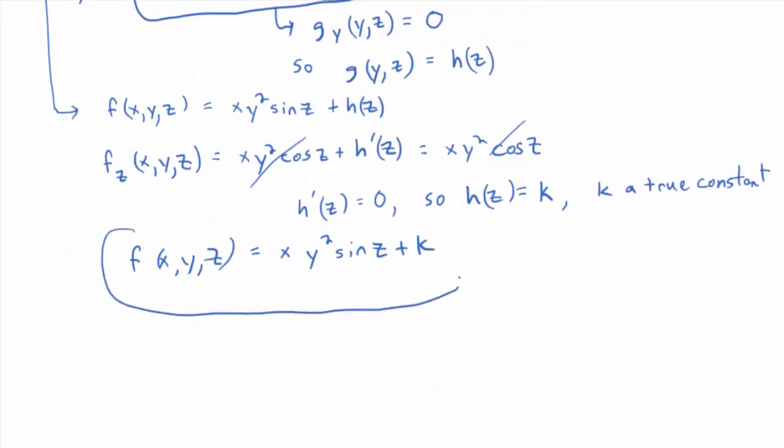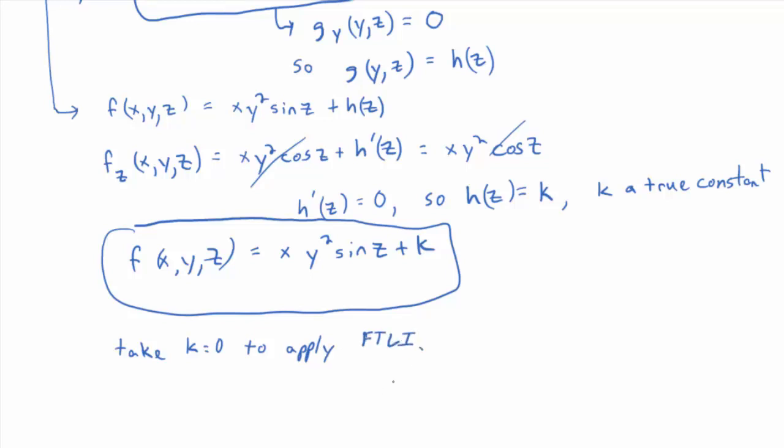So you could consider this your answer if all you were doing was looking for f. But we'll take k equal to 0 to apply FTLI, the fundamental theorem of line integrals. And so that means we'll use f of x, y, z equals just x y squared sine z. So we've got our potential function.